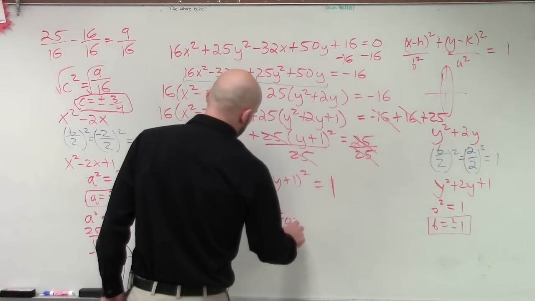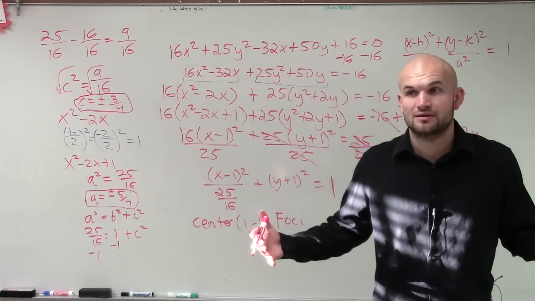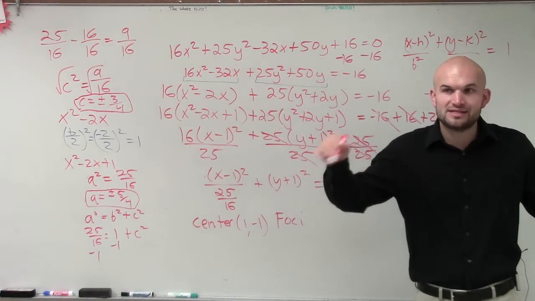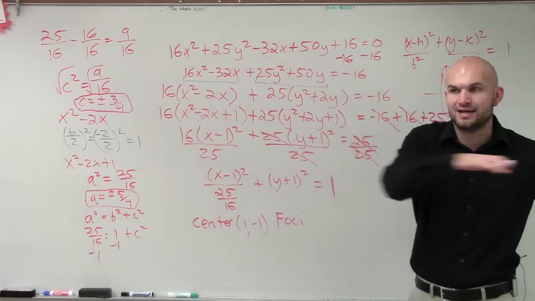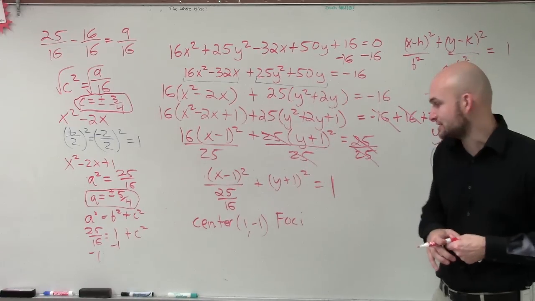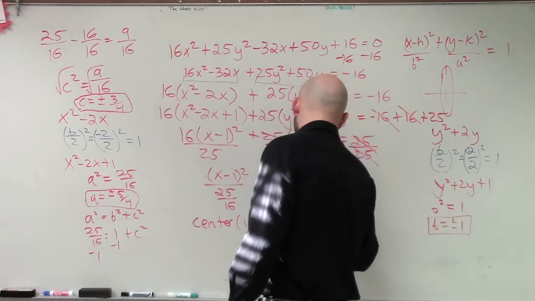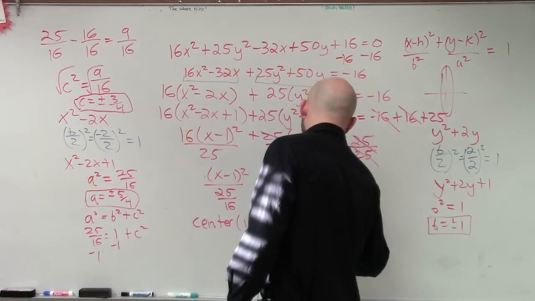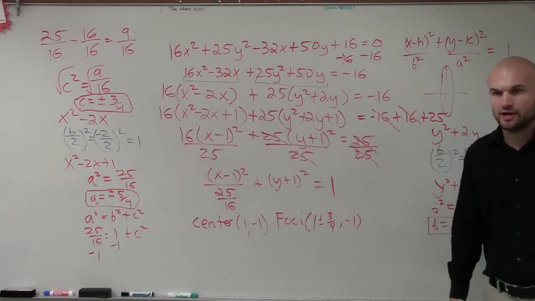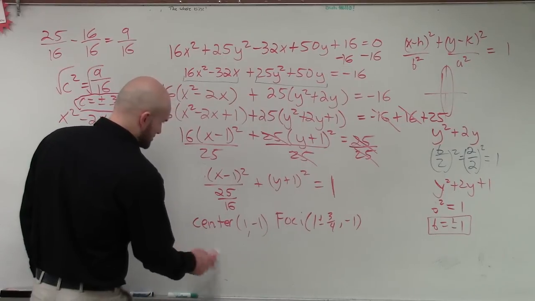The foci. Ladies and gentlemen, since my a is under my x, am I going to have a horizontal or a vertical ellipse? Horizontal, right? Exactly. So therefore, since it's horizontal, that means my foci and my vertices are all going to be on my horizontal major axis of symmetry. So I'm going to add them to the h of my center rather than the k of my center. So if I look at this and I have c plus or minus 3/4, my foci are going to be 1 plus or minus 3/4, comma, negative 1. Right?